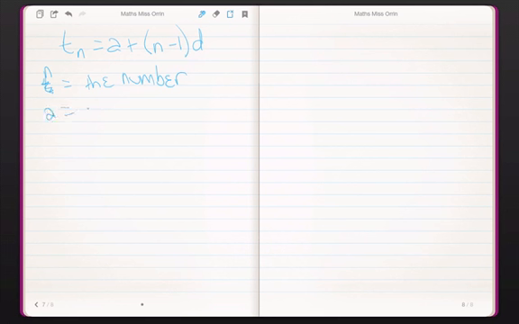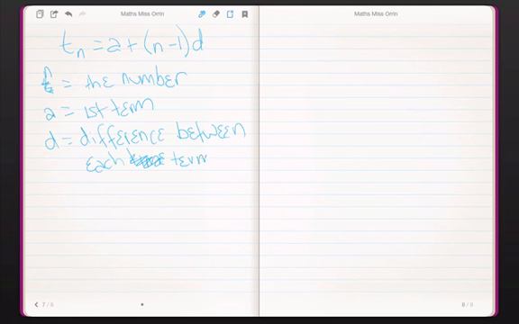a is the first term, and d is the difference between each term. That's going to be the same each time, isn't it? I can't speak and write at the same time. d is the difference between each term.